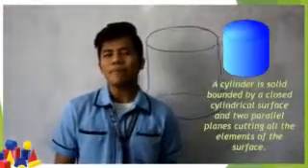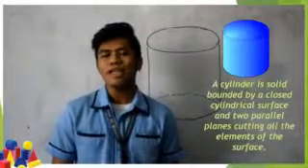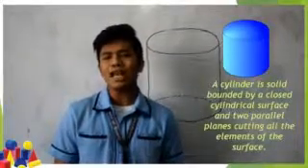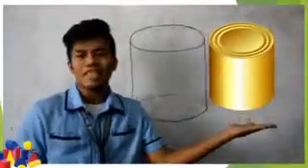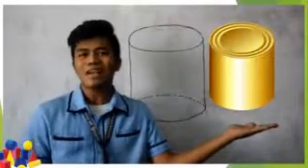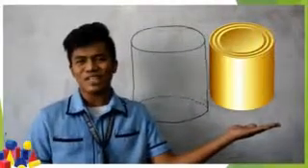A cylinder is a solid bounded by a closed cylindrical surface and two parallel planes cutting all the elements of the surface. Let's cite an example of a cylinder. This can is an example of a cylinder, since it has parallel bases and a curved surface.